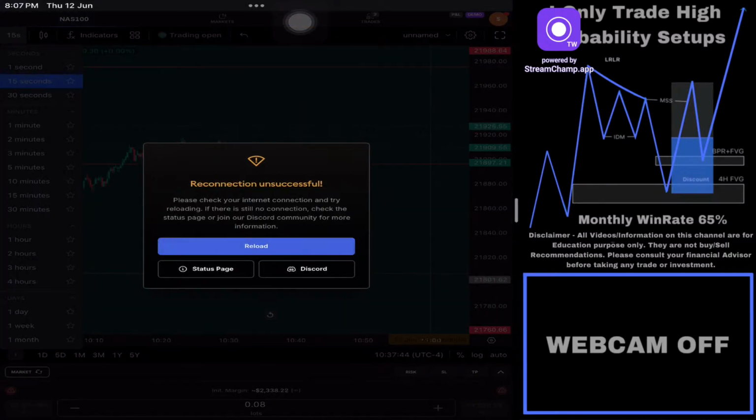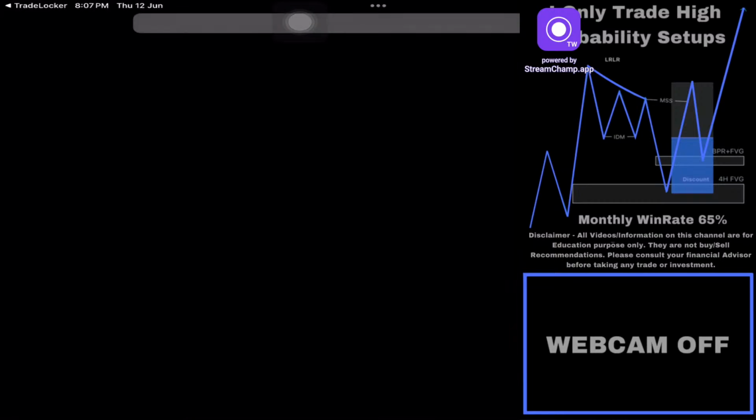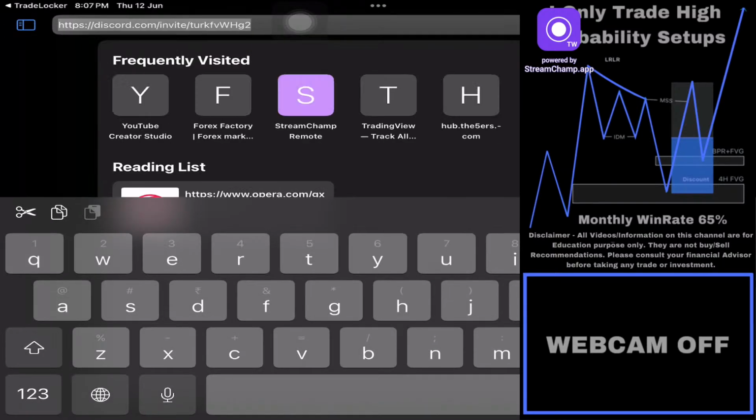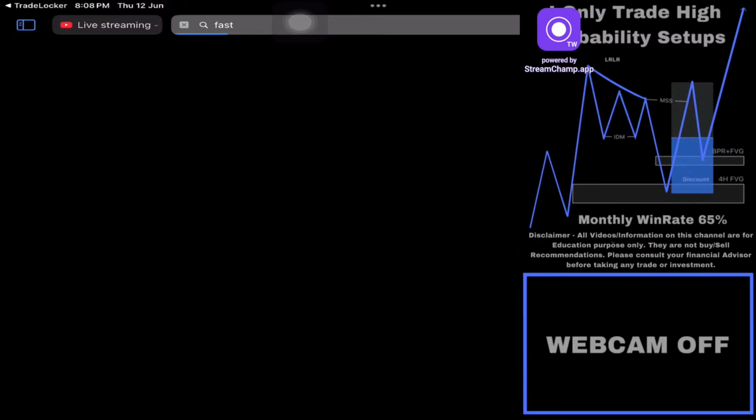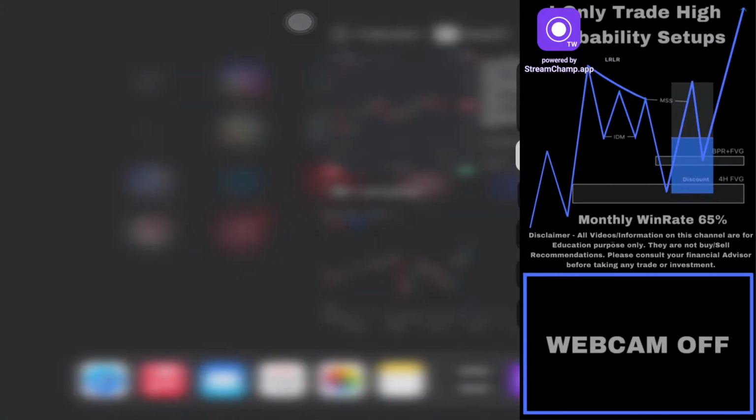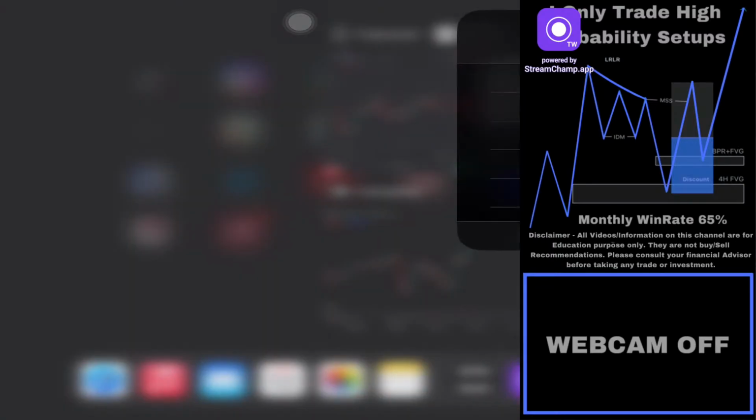Unsuccessful connection. Okay, reload bro. If you're on MetaTrader, if you're thinking Discord, the internet is really not working. Fast.com. Okay, internet was really not working. Okay, let's switch.